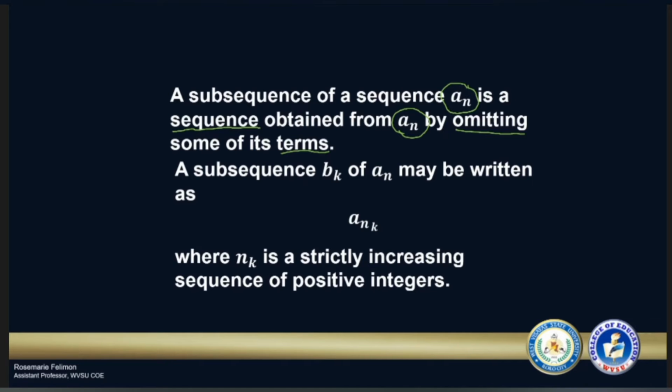So we don't simply randomly delete or omit the terms of a sequence to create a subsequence, but we make sure that the subscript of the resulting subsequence is going to be a strictly increasing sequence of positive integers.